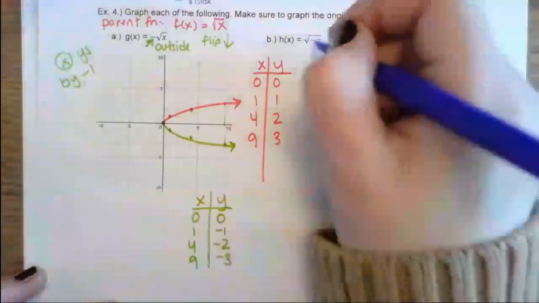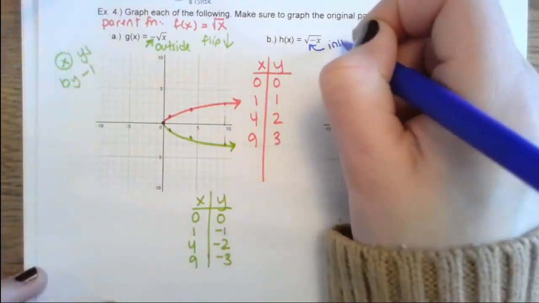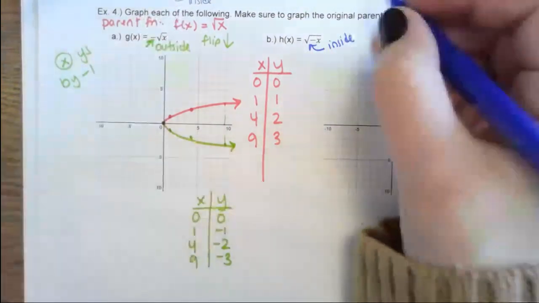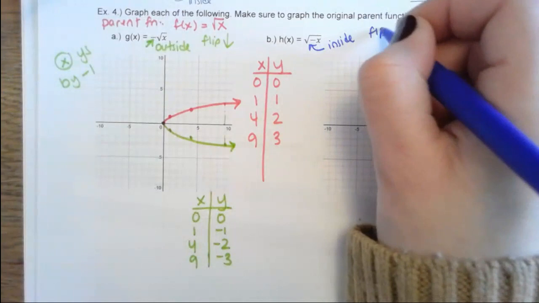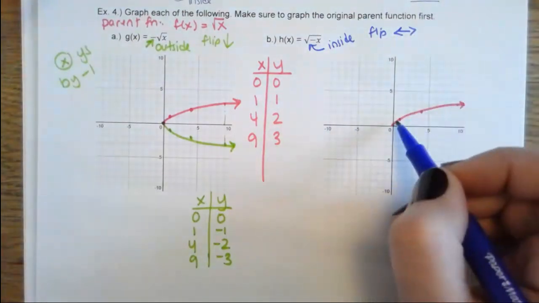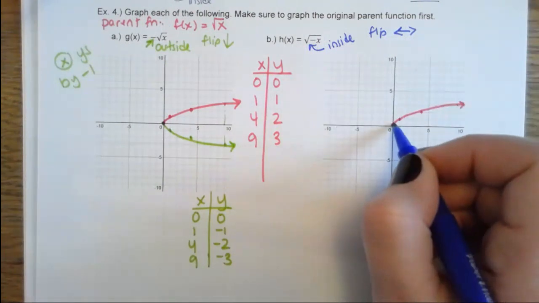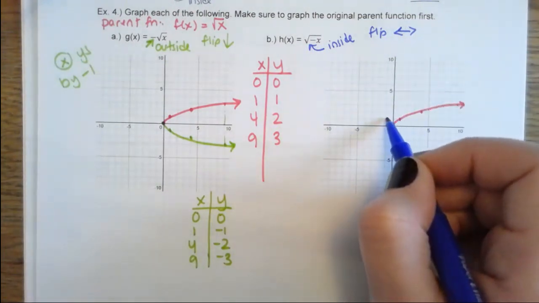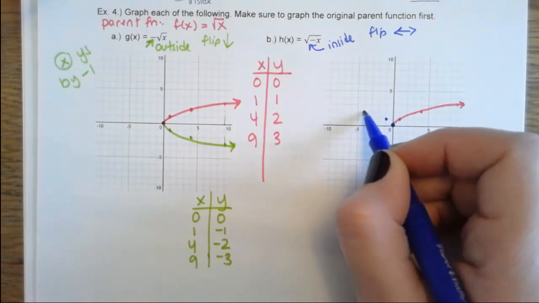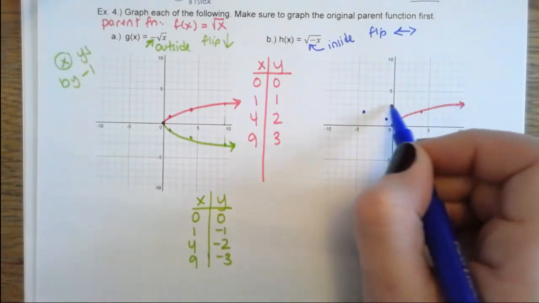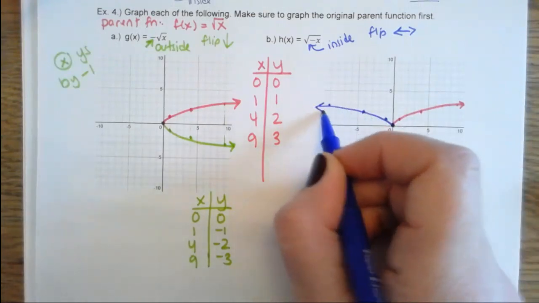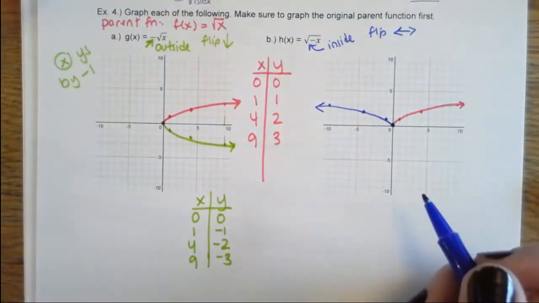For this one, notice that that negative is on the inside. So an inside change is always a left to right change. So we're going to flip in a left to right direction. So if it's on the right, it's going to flip to the left. So again, I'm just going to mirror it. 1 spot over, 1 spot left. 4 spots over, 1, 2, 3, 4, 4 spots left. 9 spots over, 9 spots left. So I'm going to go ahead and just make that change.